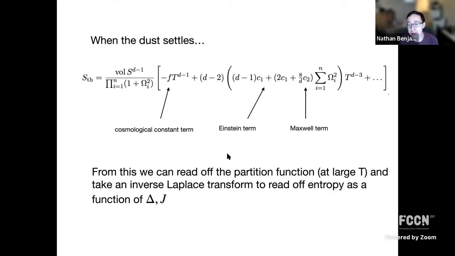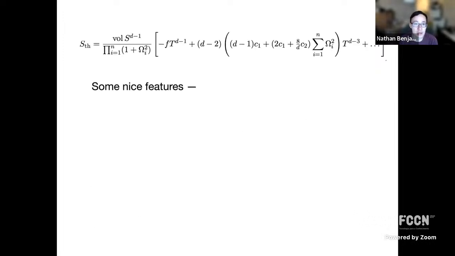From this, of course, this is the canonical ensemble. We can read off the microcanonical ensemble by just taking an inverse Laplace transform, and then we get the entropy as a function of delta and j. So here's the formula again for the thermal effective action. This is the negative log of the partition function, so this is the free energy, essentially.